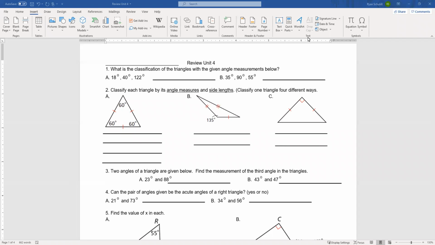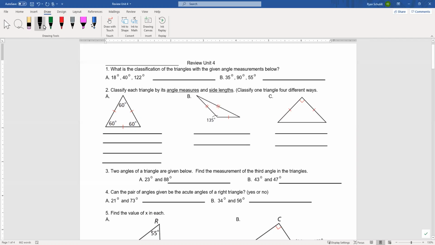So with that being said, let's look at number 1. For number 1, they give us the angles of the triangles and we have to classify them based on those angles.